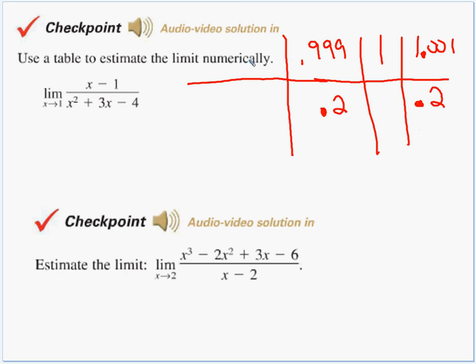The 0.999 should have given me 0.2004. And then the other one, 1.001, would have been 0.19996. That's it. So here we're a little bit above 0.2, and here we're just below 0.2. So that would be 0.2, or if you like fractions, 1/5.